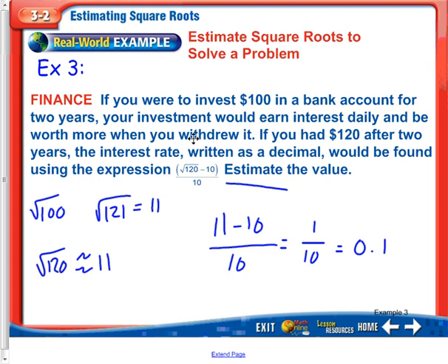And so it said it wanted the interest rate written as a decimal. So 0.1 would be our interest rate for this problem then, because it says it wants it written as a decimal.